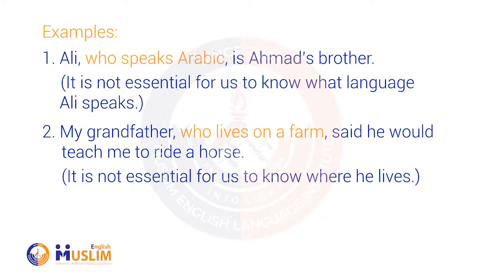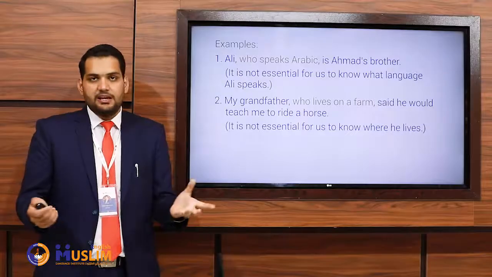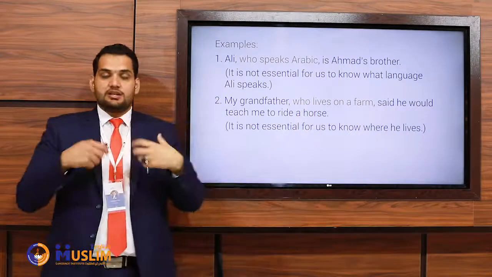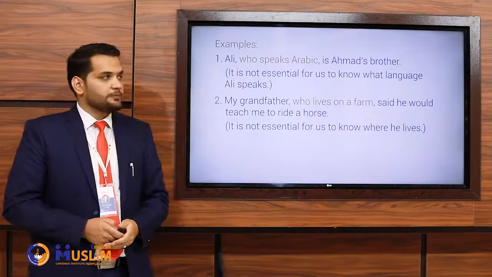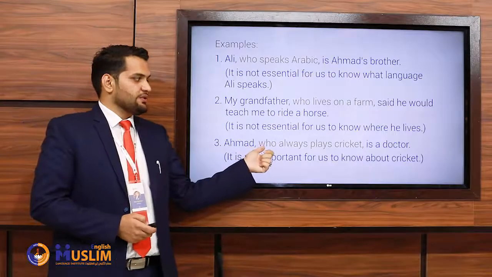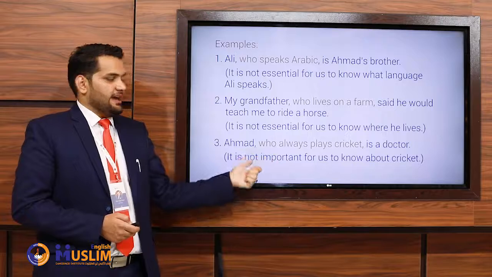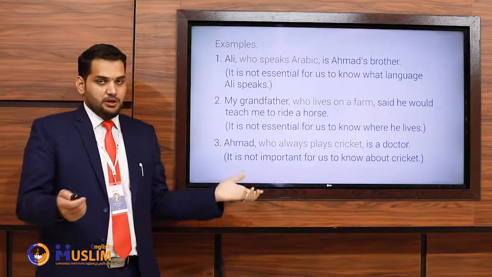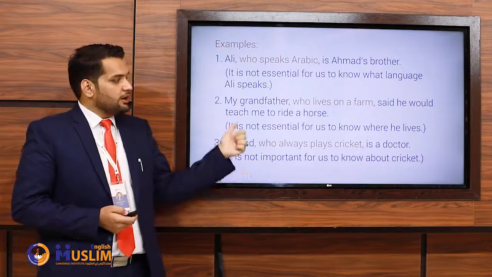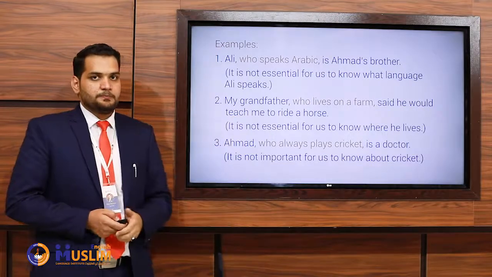So here, it is not essential for us to know where he lives. That's why we call it a non-essential or non-restrictive adjective clause. Number 3, Ahmad, who always plays cricket, is an actor. The adjective clause is who always plays cricket, and the antecedent is Ahmad, a proper noun, and it's not important for us to know about cricket.